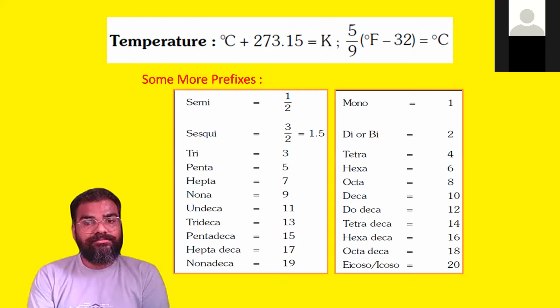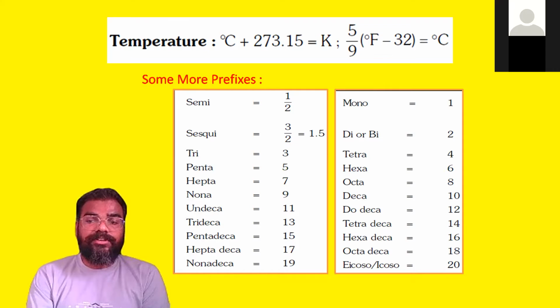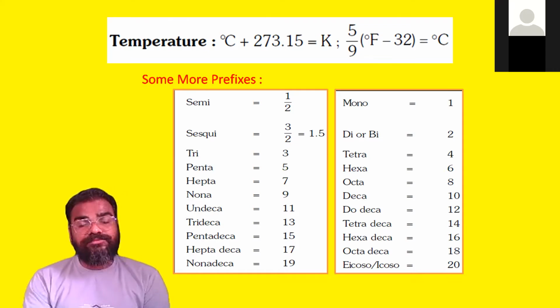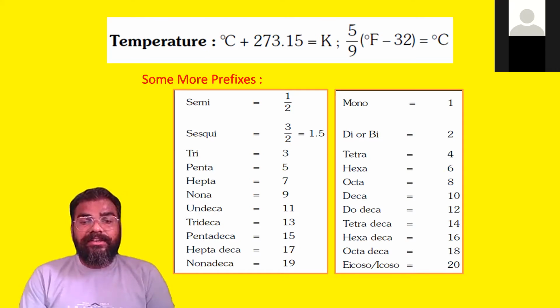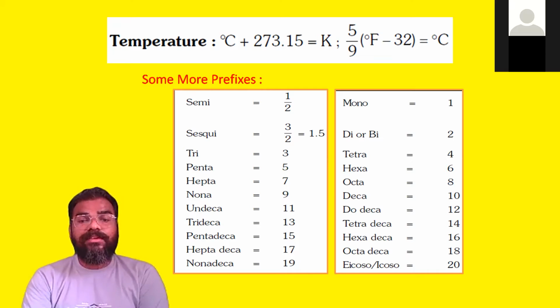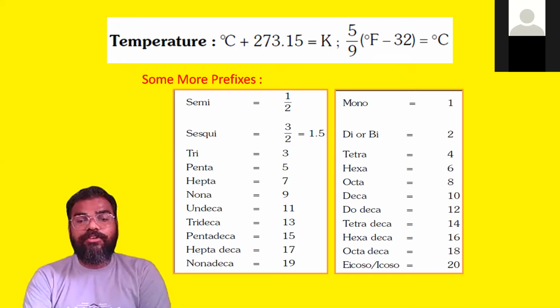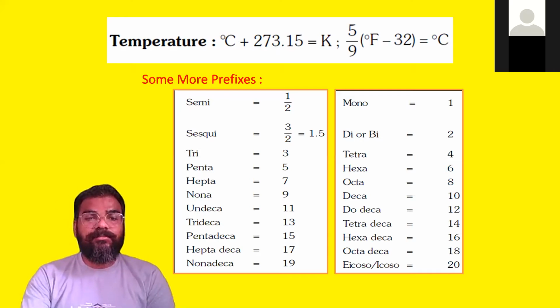12 नंबर के लिए डाइडेकेन मतलब 2 डेका, ओके। 13 के लिए ट्राइडेका, 14 के लिए टेट्राडेका, ओके। 15 के लिए पेंटाडेका, 16 के लिए हेक्साडेका, 17 के लिए हेप्टाडेका, 18 के लिए ऑक्टाडेका, 19 के लिए नोनाडेका, दैट इज 19, and 20 के लिए आइकोजो, you can use it. Okay, so these are some more prefixes, okay, which can be used.